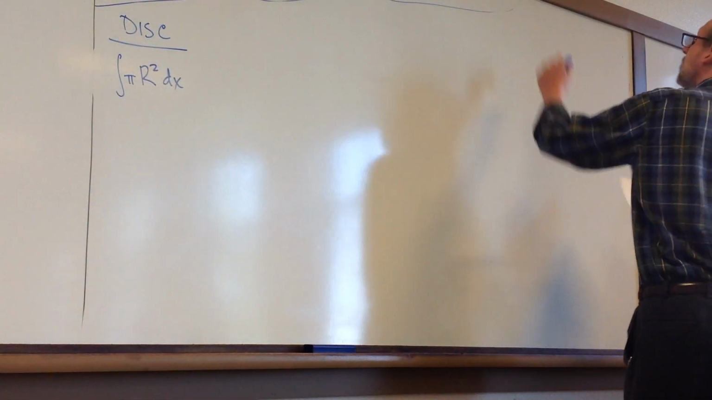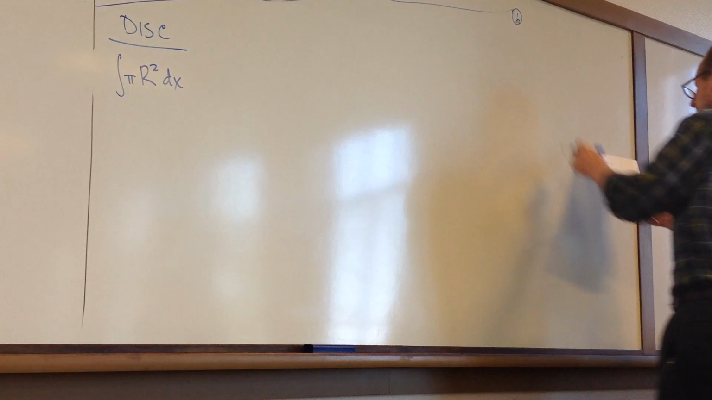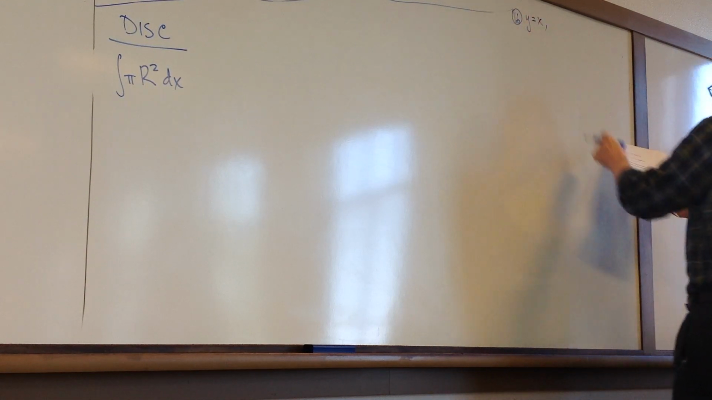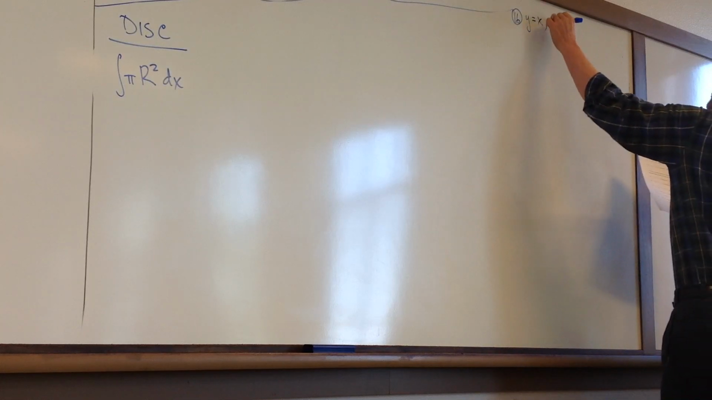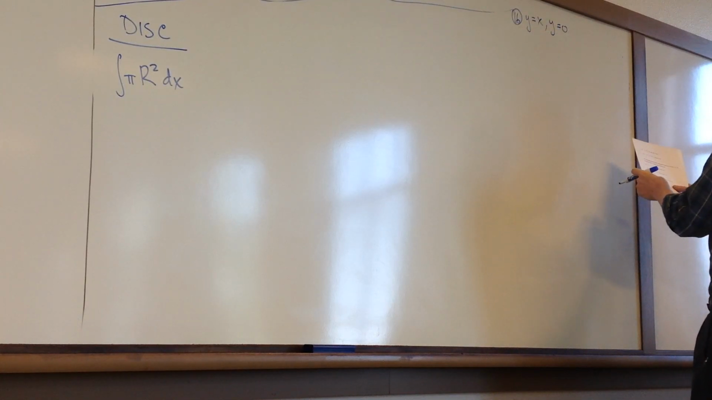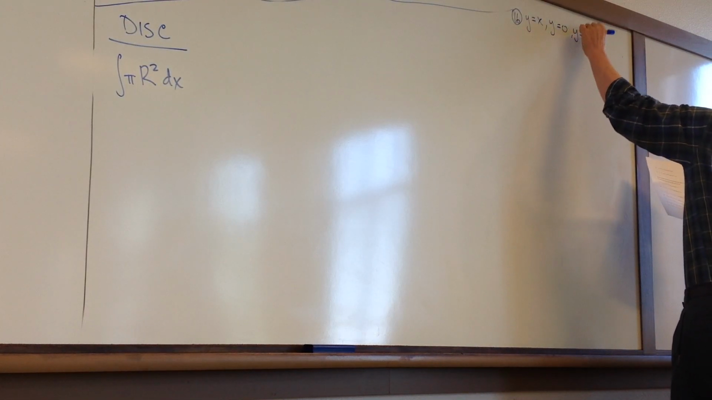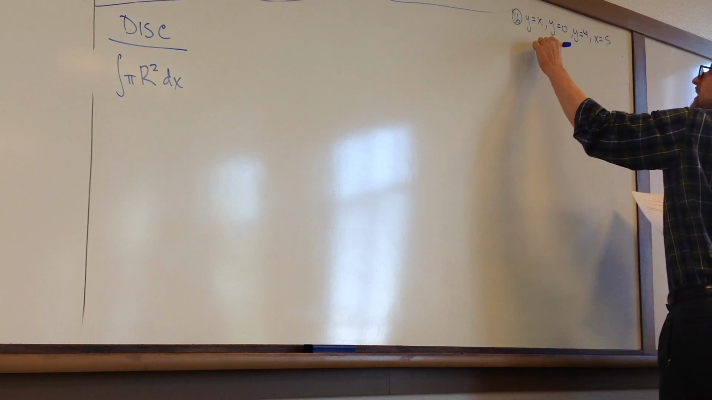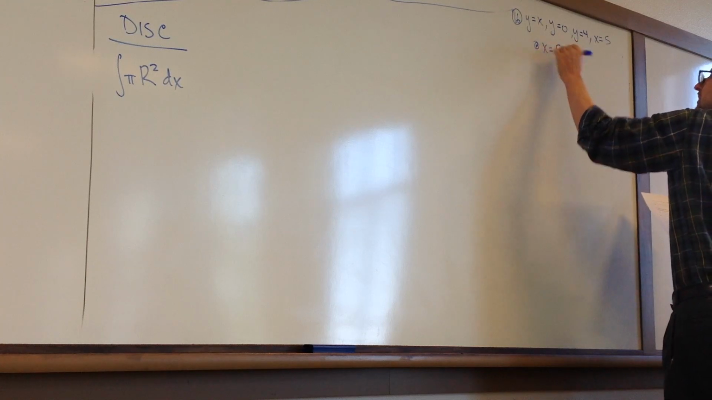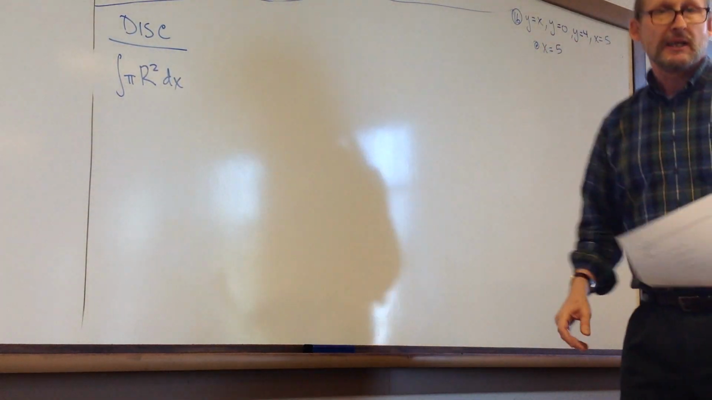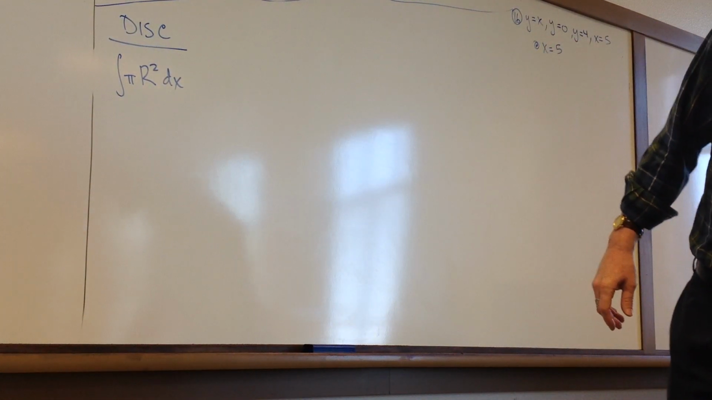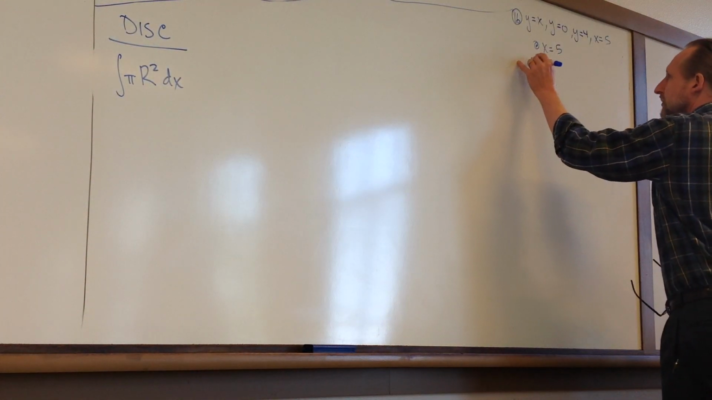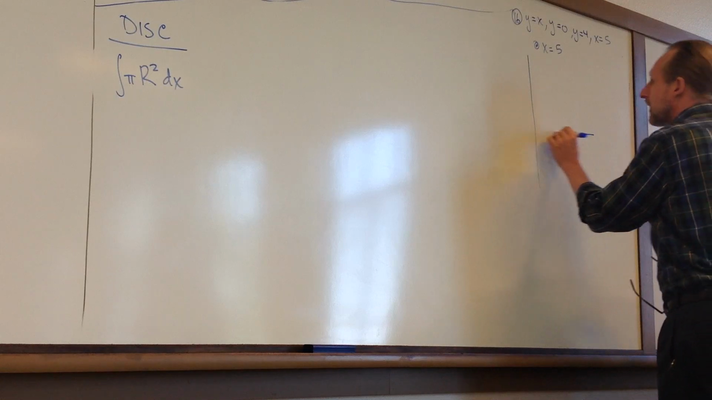Okay, so problem 16, we've got y equals x, y equals 0, y equals 4, and x equals 5, and then we're going to rotate around that vertical line, x equals 5. Okay, so let's make a sketch for this and see what's going on here.